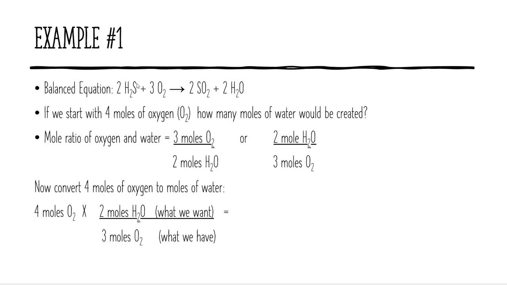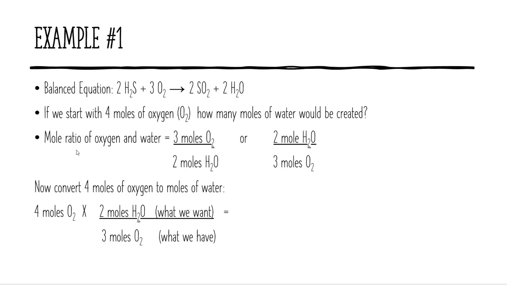So here's our balanced equation. It's already balanced for you. And most of the time as we're doing these, we will balance them for you. If we start with 4 moles of oxygen, how many moles of water would be created? So we're going to start actually with 4. I know this says 3, but our given is 4, and that's always where we're going to start. We're always going to start with what is our given amount in our problem.